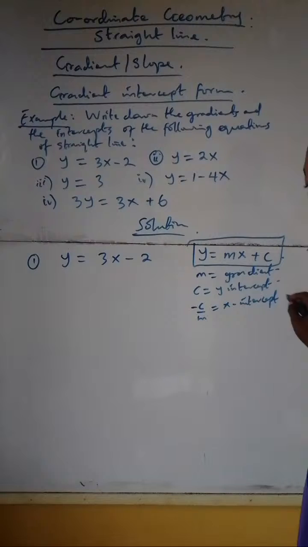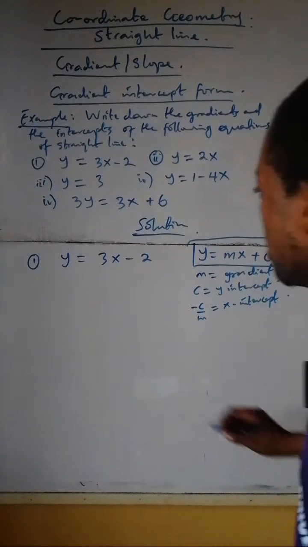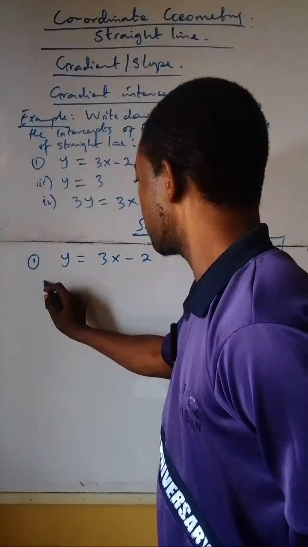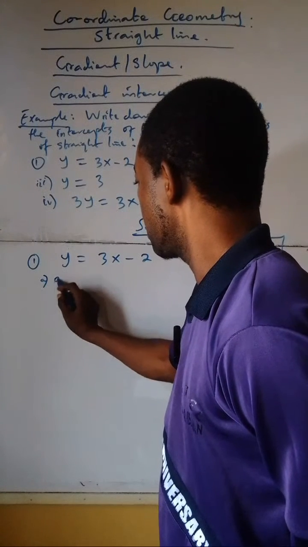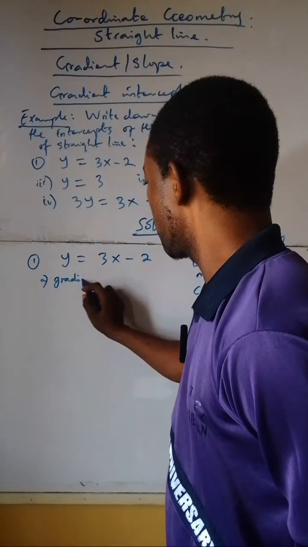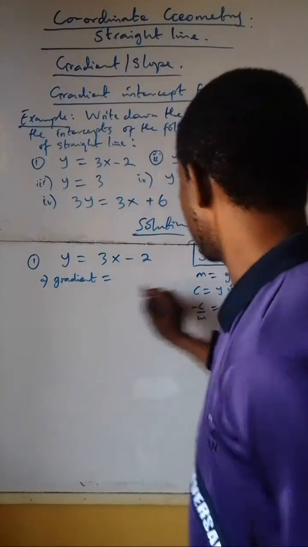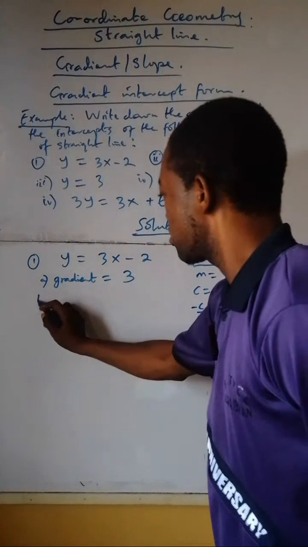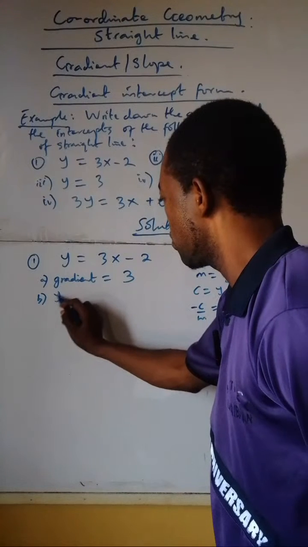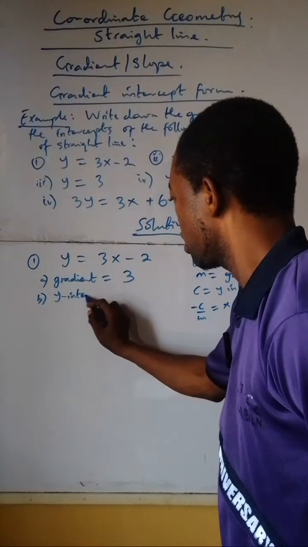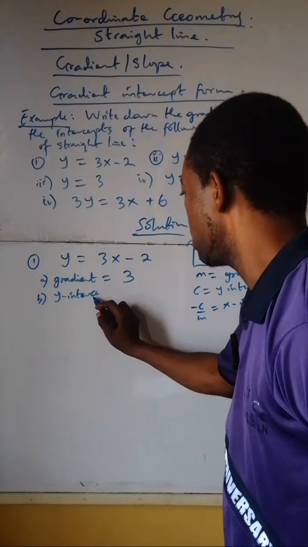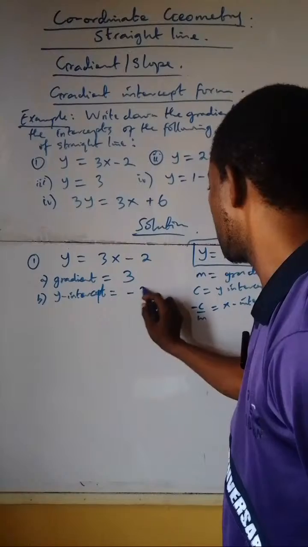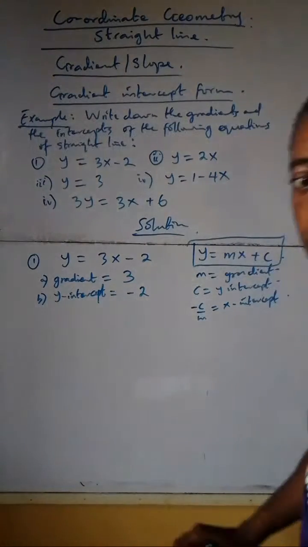Now, let's work with this. It implies that the gradient here, from what we are writing, the first one, let's label it as gradient. Comparing this with the formula, gradient here will be 3. So y-intercept, comparing that with the formula, y-intercept equals minus 2, as y-intercept here is c.